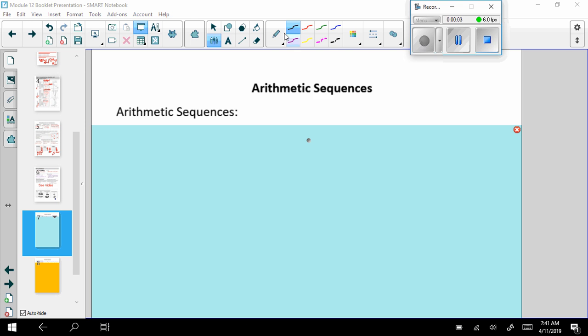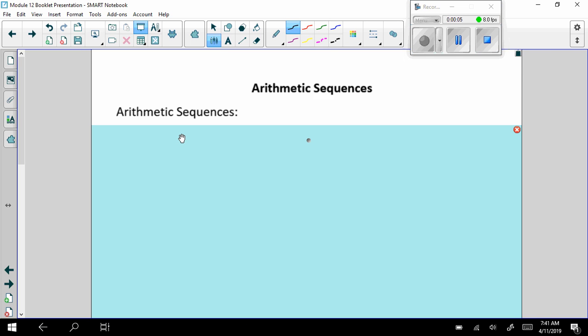In this video, we're going to take a look at our arithmetic and our geometric sequences. So we've already defined our sequences to just be a list of numbers. We're going to look at two specific ones, which are arithmetic and geometric, starting with the arithmetic.